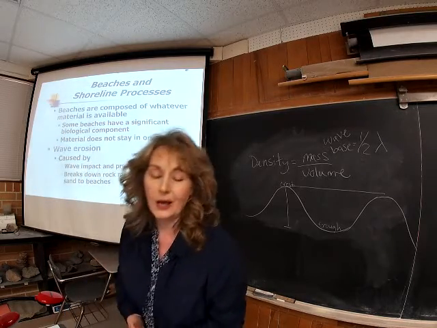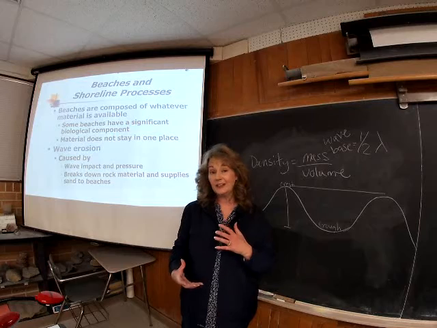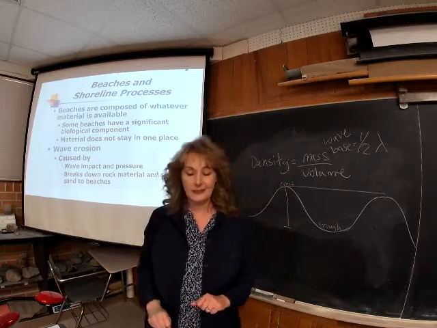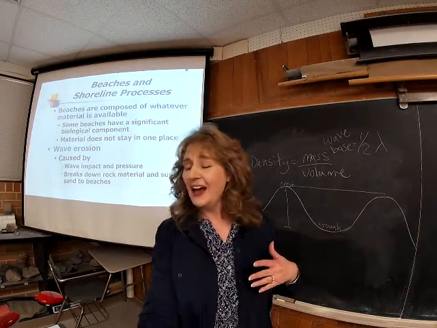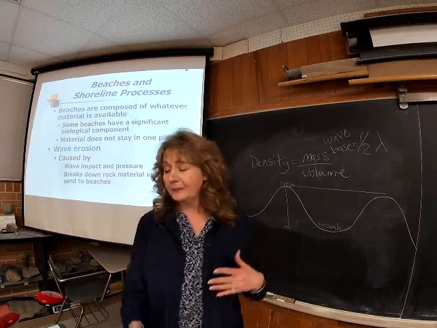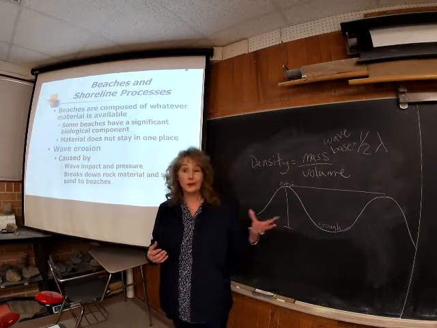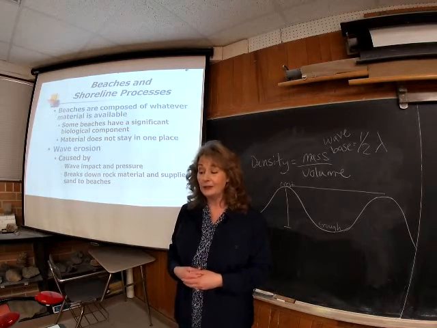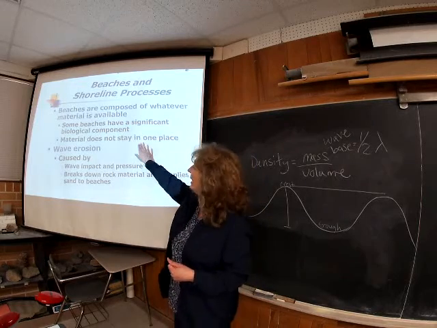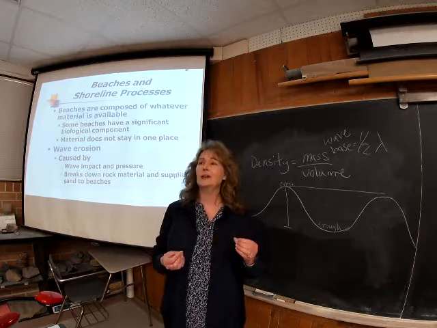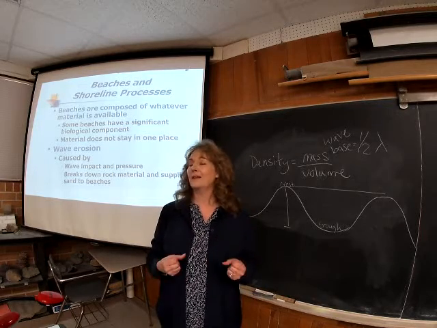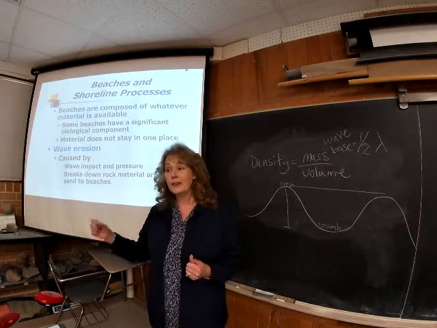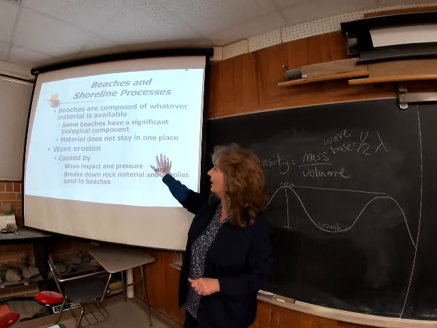Okay, so let's look at some shoreline processes now of our beaches. We love our beaches and the shoreline. So beaches are composed of whatever material is available that's getting eroded. It could be coming from rivers bringing sediments, or mountain terrain could be bringing sediment as well. Sometimes they do have a biological component. You can get seashells and coral sand beaches. So really it's just whatever material is making its way to that particular beach shoreline.